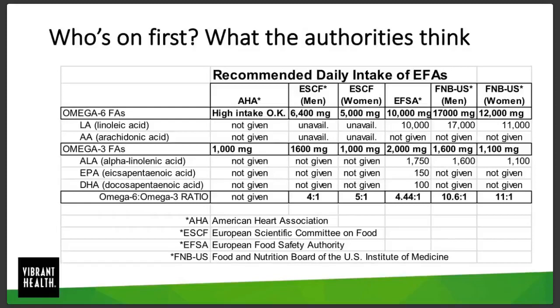The European Food Safety Authority in 2009 put forward a more nuanced recommendation of 2 grams per day of omega-3 fatty acids as alpha-linolenic acid and only 250 milligrams per day of EPA and DHA in association with an omega-6 fatty acid intake of 10 grams per day as linoleic acid. This yields an omega-6 to omega-3 ratio of 4.44 to 1 that falls just about in the middle of the ratios from the earlier European Scientific Committee on Food, but it's still beyond the targets of 2:1 or 1:1.